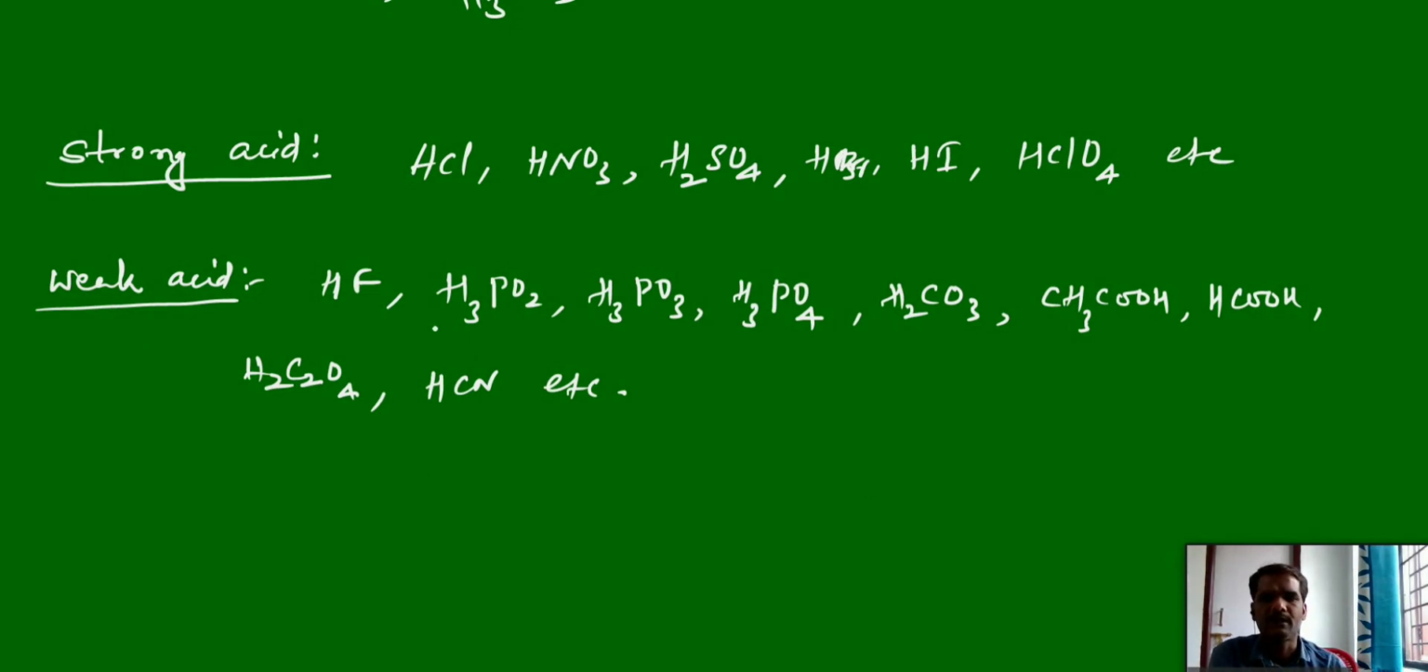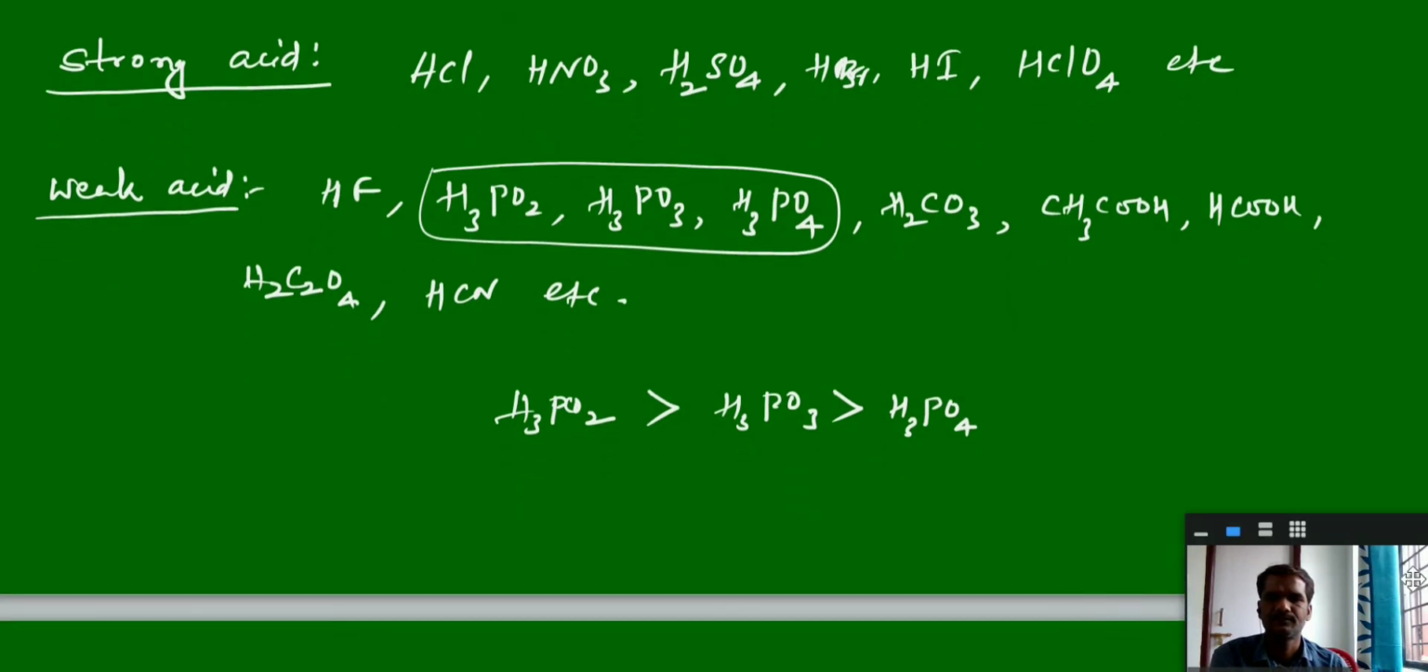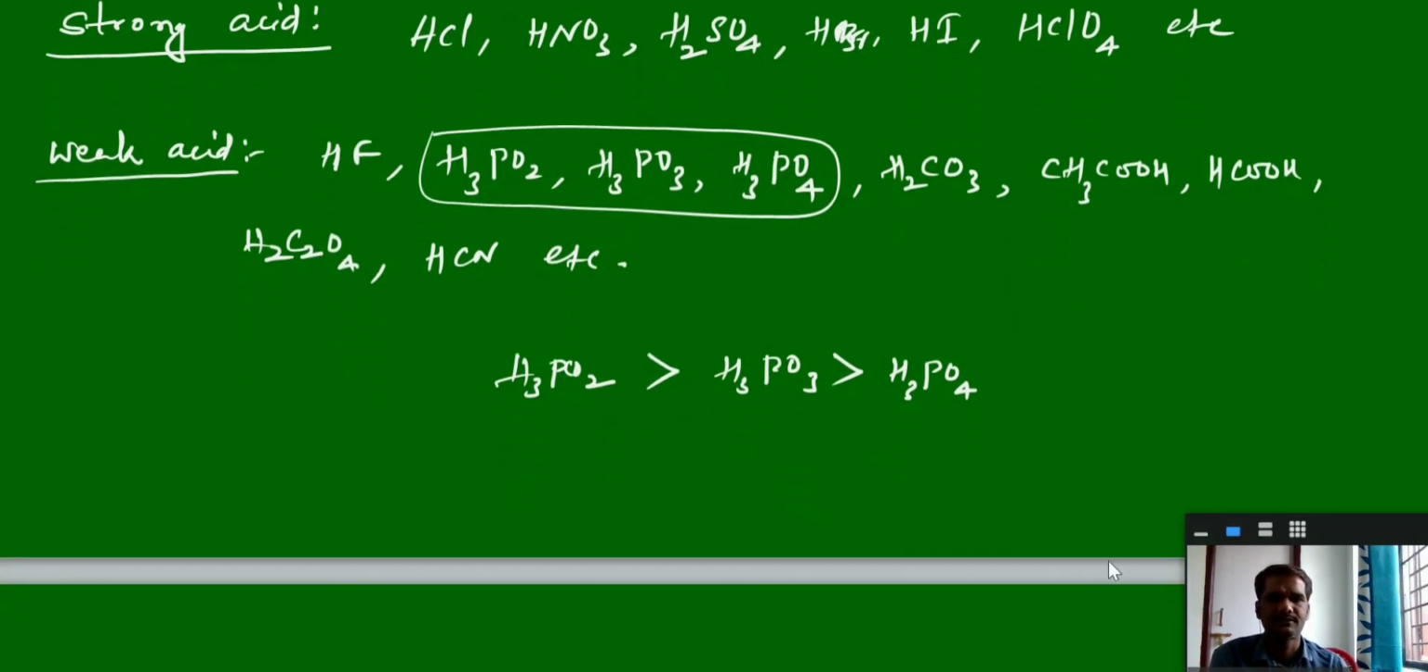Again, one more important point: among the phosphorus acids, the acidic strength, this is also one exception. H3PO2 is a stronger acid than H3PO3, and comparatively H3PO4 among them, and this you should also remember. Strong acid, weak acid, examples. And the next, after strong and weaker acids, we have the strong base and weak bases, that also we will take up here.